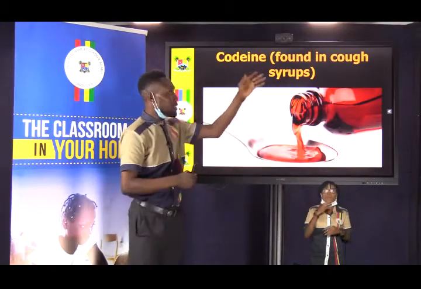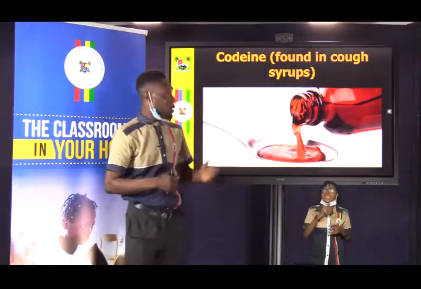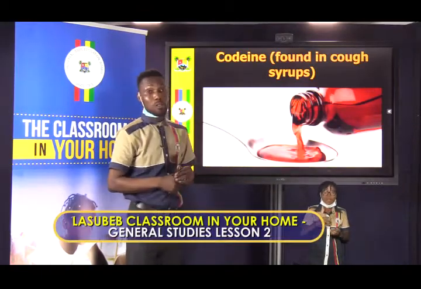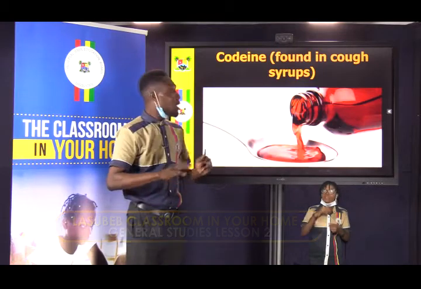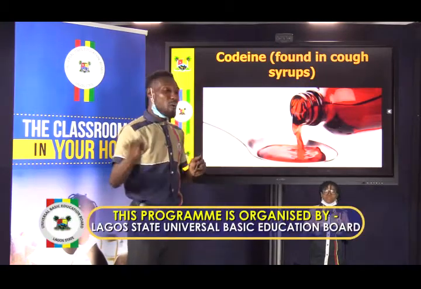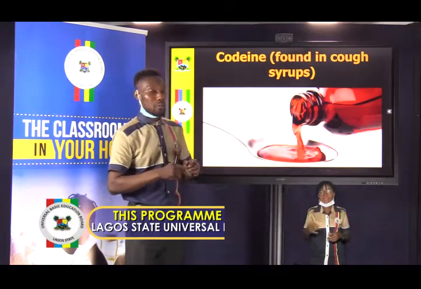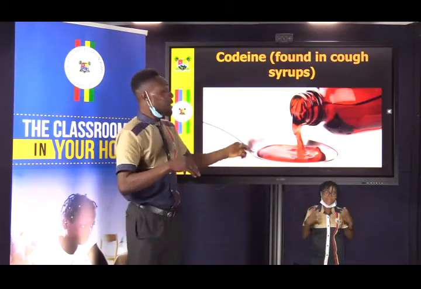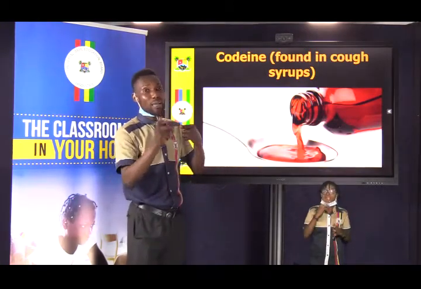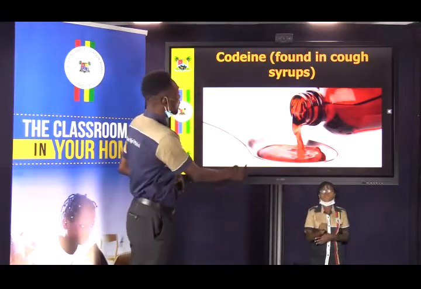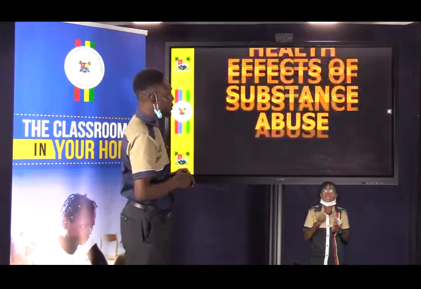Likewise, codeine. This is found in cough syrup, and it's meant to cure cough, but some do take it excessively to perform other functions that it is not supposed to perform. Some will just take it, and after taking it, their body system starts working abnormally. So codeine is one of the examples of drug abuse.